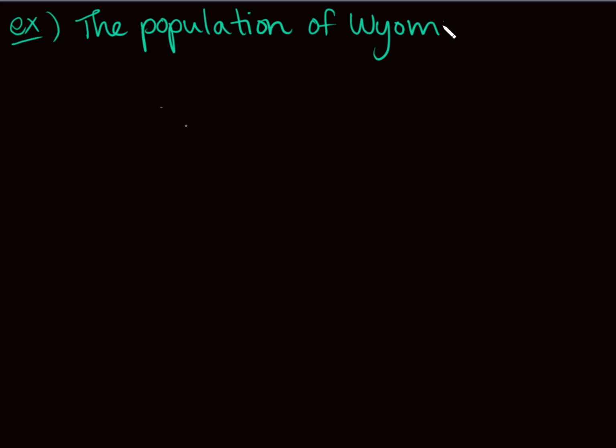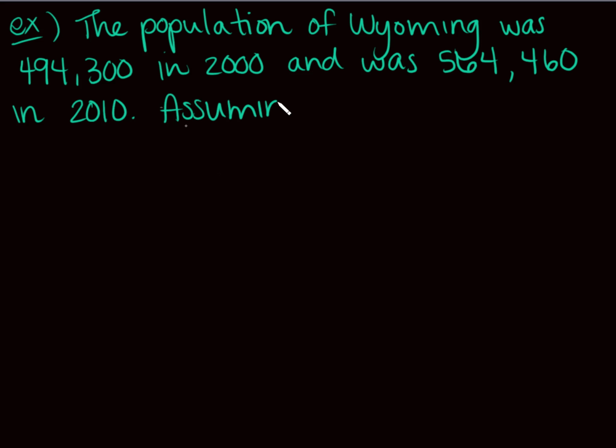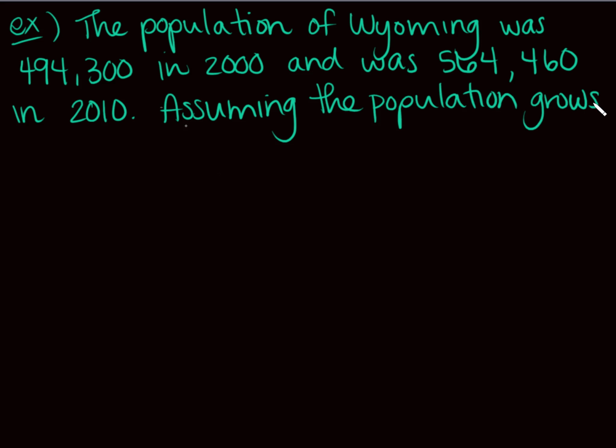The population was 494,300 in 2000 and was 564,460 in 2010. So I want us to do a couple of things. Let's assume the population grows exponentially. It's not going to grow super fast.